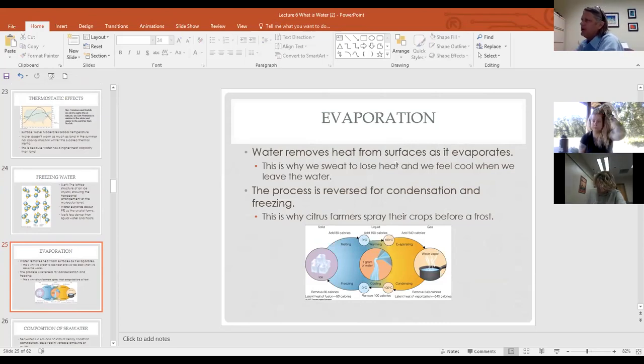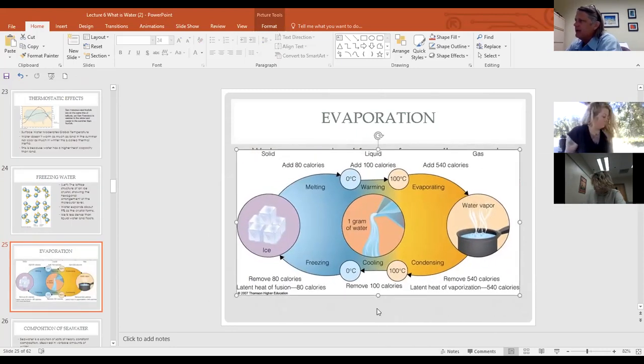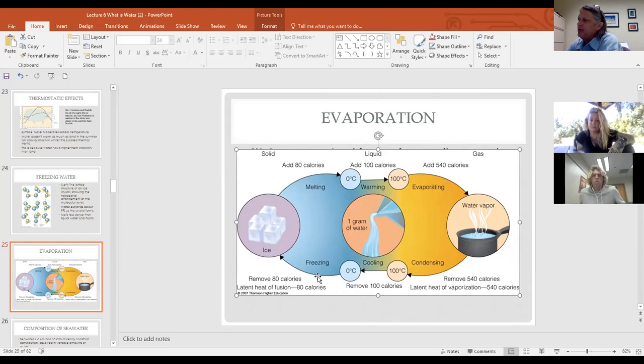So that's all with water. This image here kind of sums up that heating curve in a visual way. You have 100 calories to heat up liquid water. 540 calories causes that water to boil or vaporize. Negative 100 calories cools it off, and then negative 80 calories freezes it because the latent heat of fusion is 80, or 540 for vaporization.